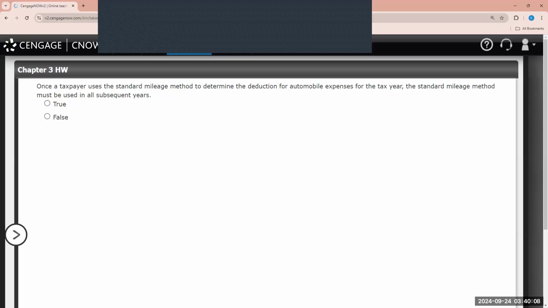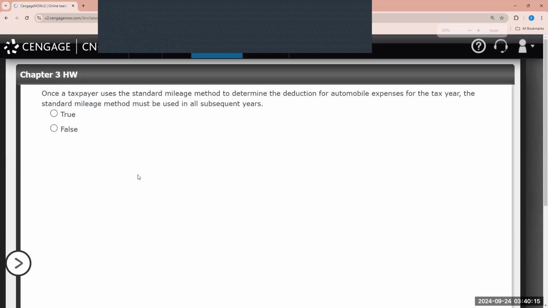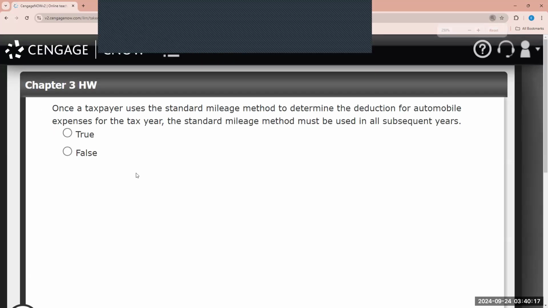Next, we see once the taxpayer uses the standard mileage method to determine the deduction for automobile expenses for the tax year, the standard mileage method must be used in all subsequent years. This is false. If the taxpayer uses the standard mileage method in the first year, the taxpayer can use the standard mileage method or the actual cost method in future years, basically whichever gives the taxpayer the largest deduction, as long as the taxpayer maintains adequate records of the actual costs when they use that method.